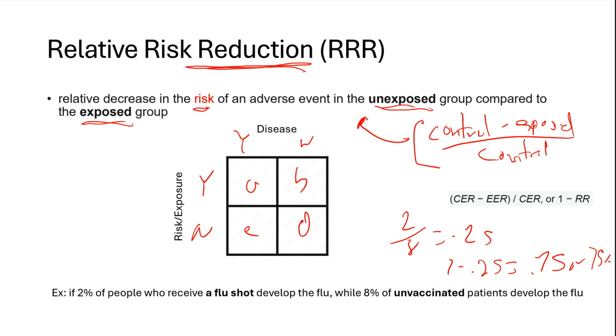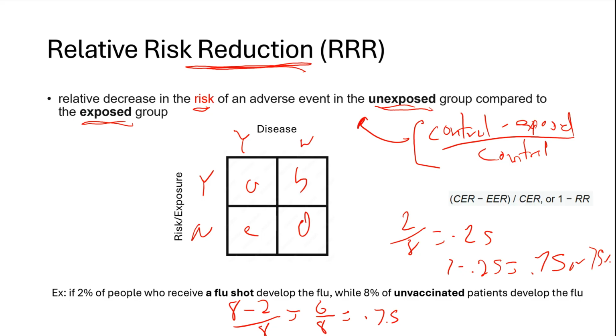The other way that we can calculate this is using our known definition, control minus exposed over control. So what's the control group? The control group is the group that's not exposed. It's going to be 8 minus 2, the exposed group, over 8. That equals 6 over 8, which is also equal to 0.75. Either way, you get the exact same answer. I like to remember it as control minus exposed over control because it helps remind me exactly what I'm calculating.